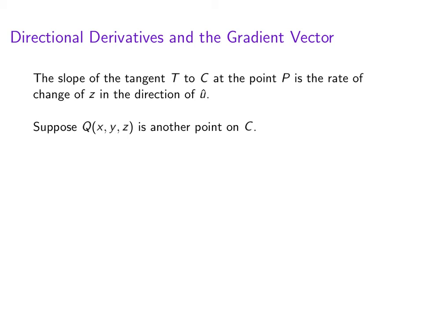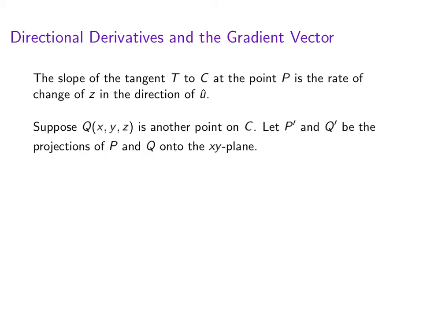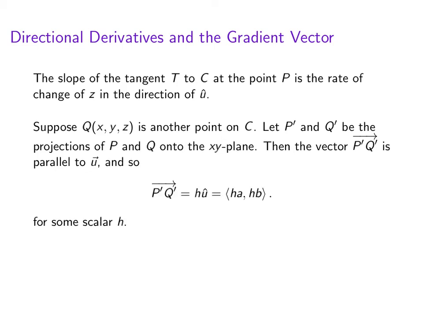Now let's suppose we have another point on the curve C. This is just some arbitrary point x, y, z. And we'll project into the xy plane. We'll take P and Q and project them into the xy plane. And we get the points P prime and Q prime. So that means the vector P prime Q prime is parallel to u. So we can say that P prime Q prime is equal to h times the vector u for some scalar h.